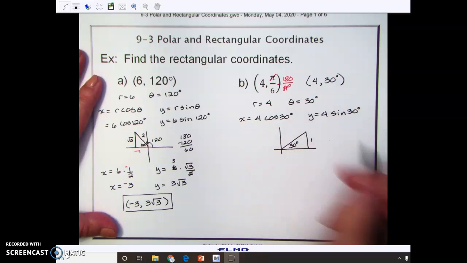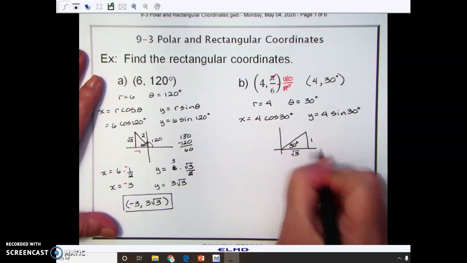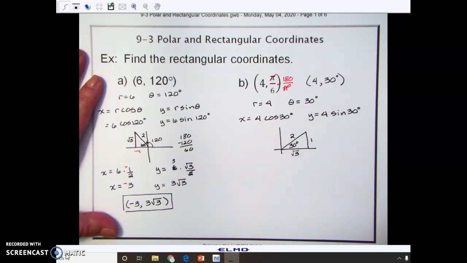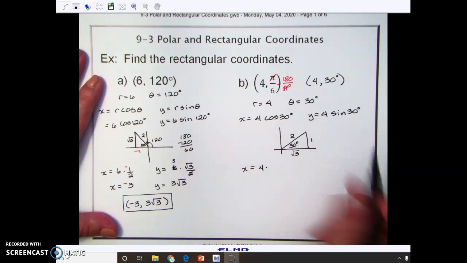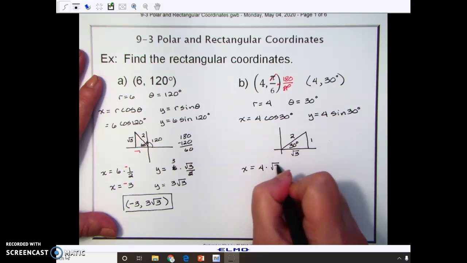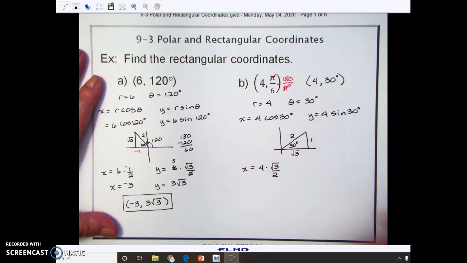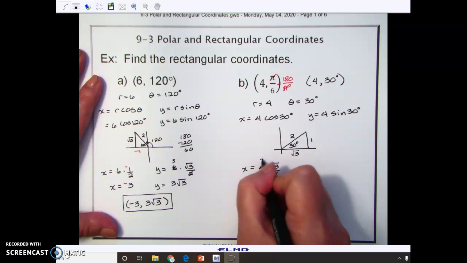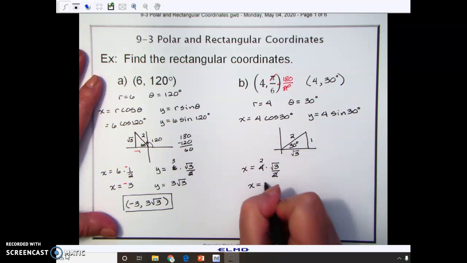Opposite the 30 is 1, adjacent is root 3, and hypotenuse is 2. So that means that my x value is going to be 4 times, so cosine is adjacent over hypotenuse, so that's going to be square root of 3 over 2. And so then 2 goes into 4 twice, so that makes x equal to 2 root 3.